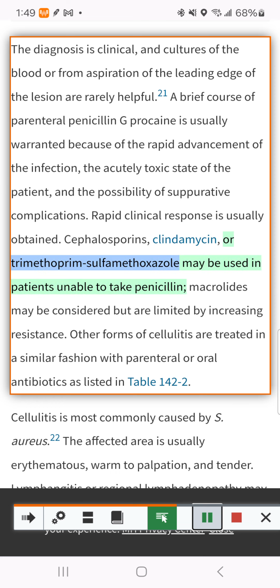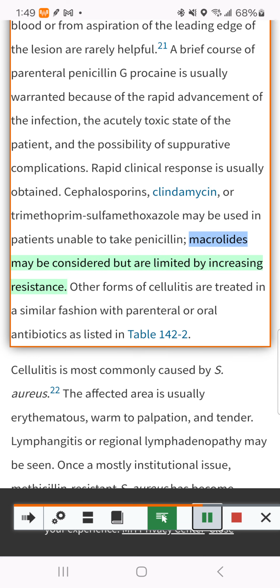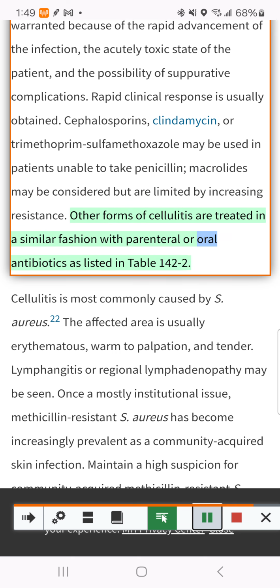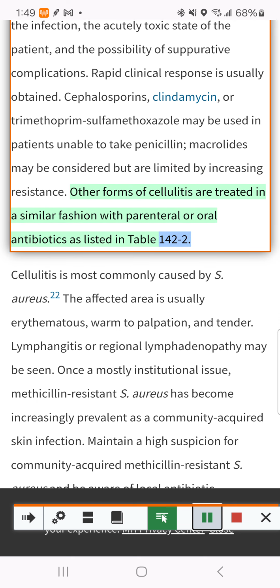Cephalosporins, clindamycin, or trimethoprim-sulfamethoxazole may be used in patients unable to take penicillin. Macrolides may be considered but are limited by increasing resistance. Other forms of cellulitis are treated in a similar fashion with parenteral or oral antibiotics as listed in Table 142-2.